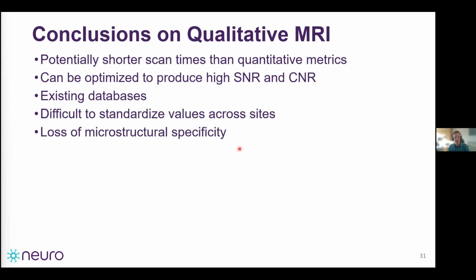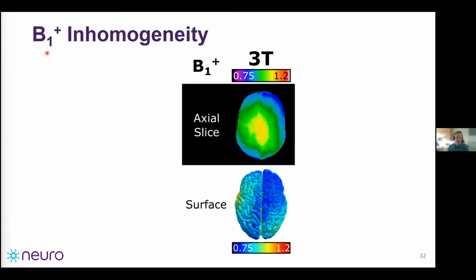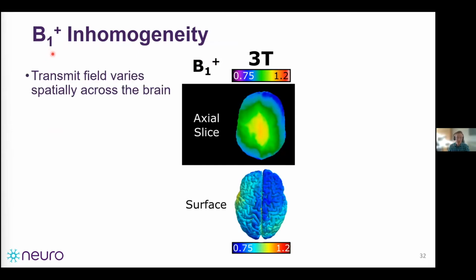So if we move towards my postdoctoral work, I started to focus more on various ways we can improve this imaging to get a more specific metric or measurement of the underlying biological structure. So one thing that's come up with most of my work at the Neuro has actually been looking at B1 inhomogeneity in the image. The B1 field is the transmit field, and it varies spatially across the brain.